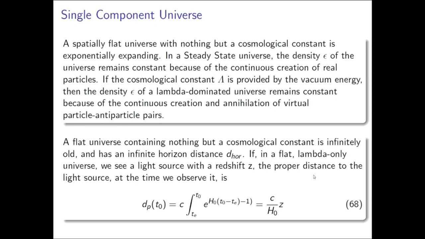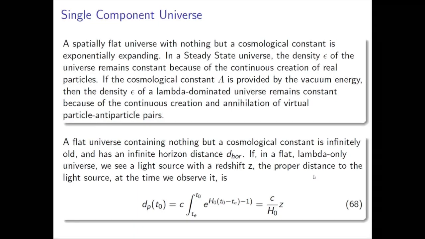So this is the nature of the cosmological constant if we want to understand it in the steady state universe. A flat universe containing nothing but a cosmological constant is infinitely old, because you just have the expansion of the universe and nothing else. And so it has an infinite horizon distance. That makes sense, right?